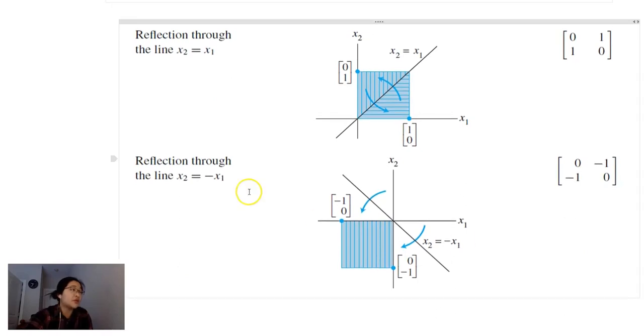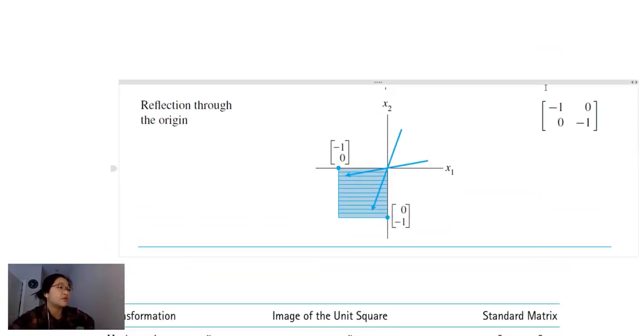If we're reflecting through lines that are not the axes, then we need to swap the rows so that we reverse what our coordinates are. And if we're going through a line this way, then not only do we need to swap the locations, like the x1 and x2, but we also need to negate them in order to get into the opposite side. Reflecting through the origin uses this standard matrix.